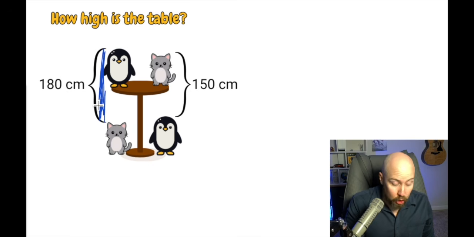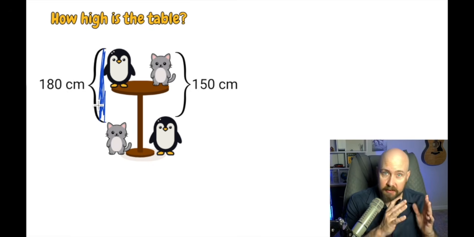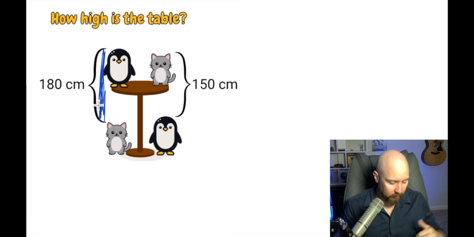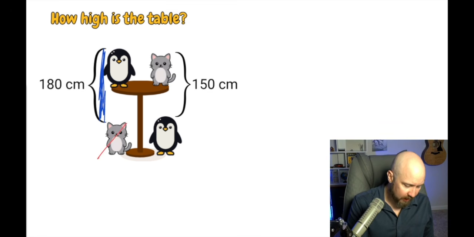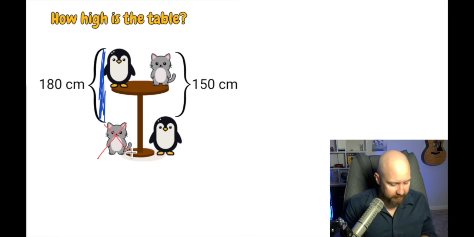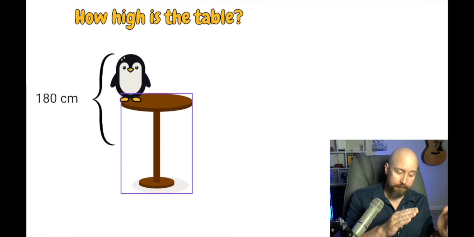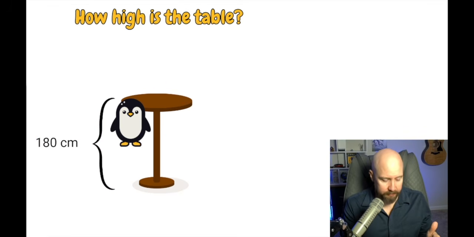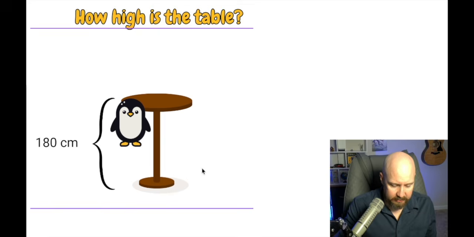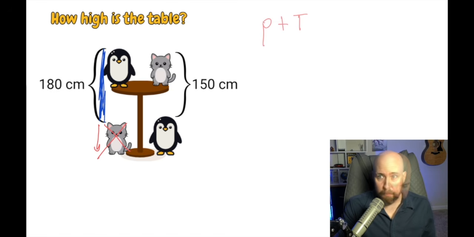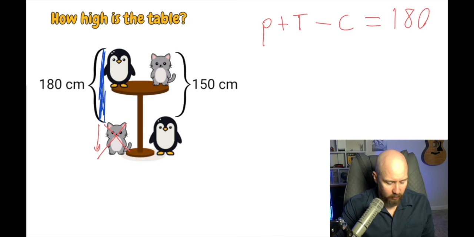180 could be the length of the penguin plus the table if this cat were not in the way. Because basically, if we got rid of the cat, this whole thing would shift down to the ground, and then it would be the table plus the penguin equals 180, right? So we have to think of it as penguin plus the table minus the cat is going to equal 180. It would be 180 with the penguin and the table if not for the cat that was keeping us from getting all the way down to the floor, right?